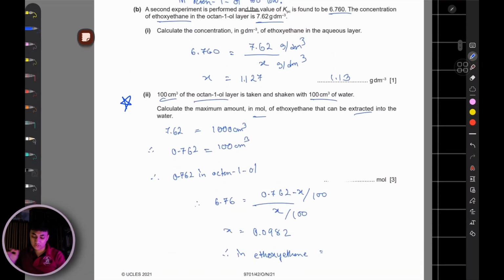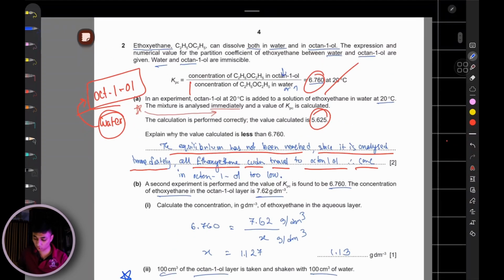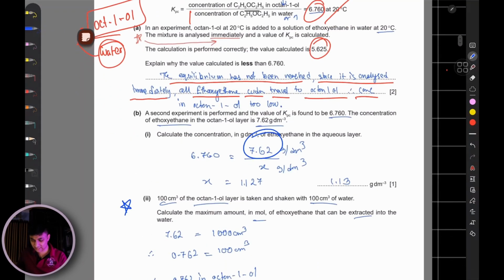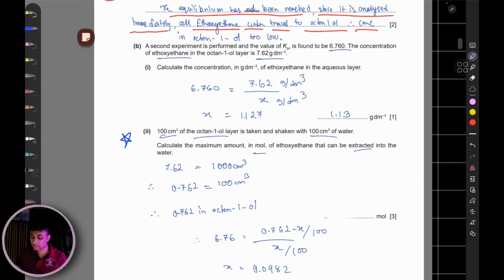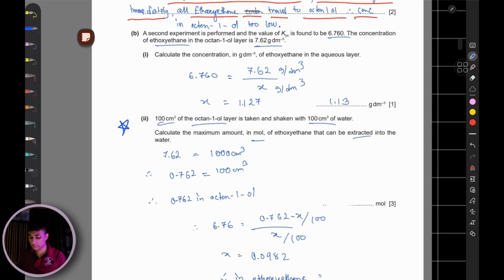Notice they're telling you 100 cm cube of the octanol layer is taken and shaken with 100 cm cube of water. So they're taking the same solution of octanol as present over here. That is, every 1 dm cube or 1000 cm cube of octanol layer has 7.62 grams of ethoxyethane. They're taking 100 cm cube of it and mixing it with 100 cm cube of water. Calculate the maximum amount in moles of ethoxyethane that can be extracted into the water.